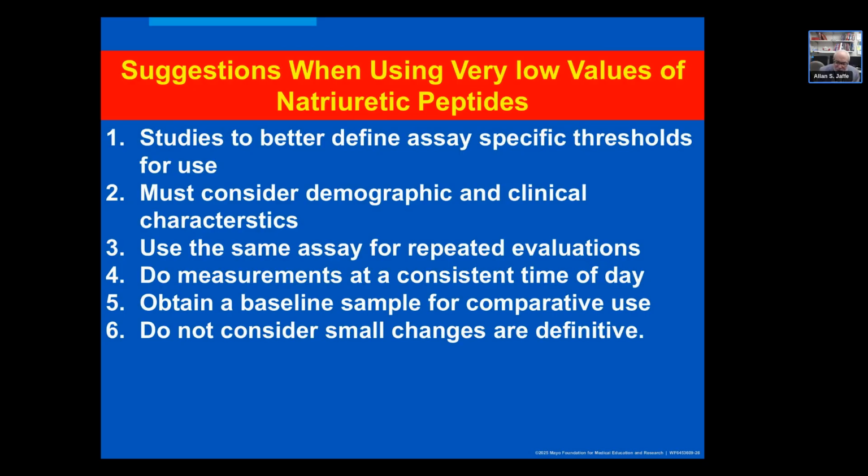And one might even consider obtaining a baseline sample even before one has concern for any cardiovascular disease, just for comparative use. And finally, one cannot consider small changes as definitive. These sorts of caveats are terribly important if we want to use natriuretic peptides carefully.